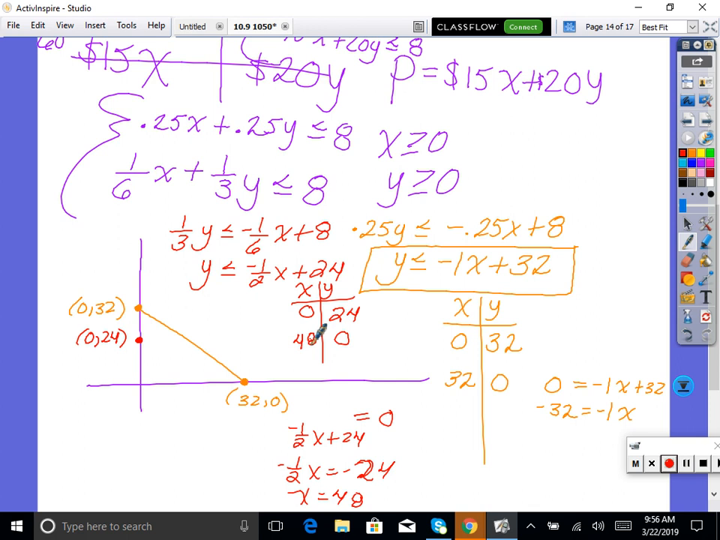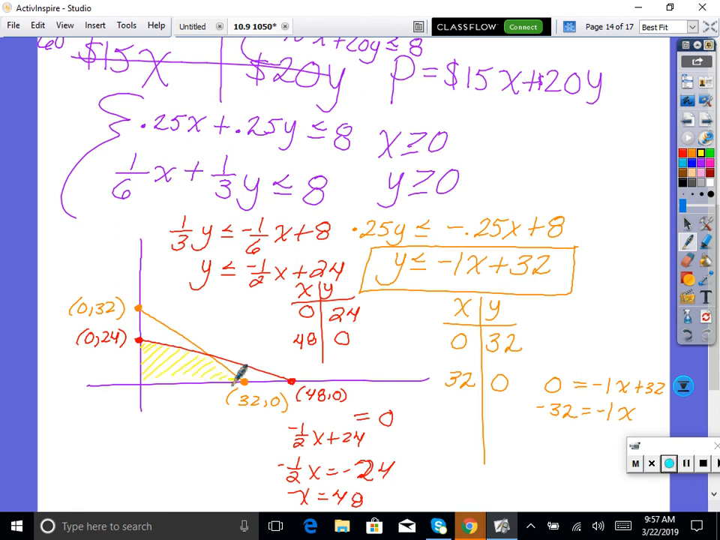So now think about this, guys. When you draw this in, isn't 48 past the 32? So out here, and I'm going to label it 48, 0. So when I connect that, it's going to be like that. Now there's our feasible region. We're done. We can see our feasible region. So now we want to know maximum.